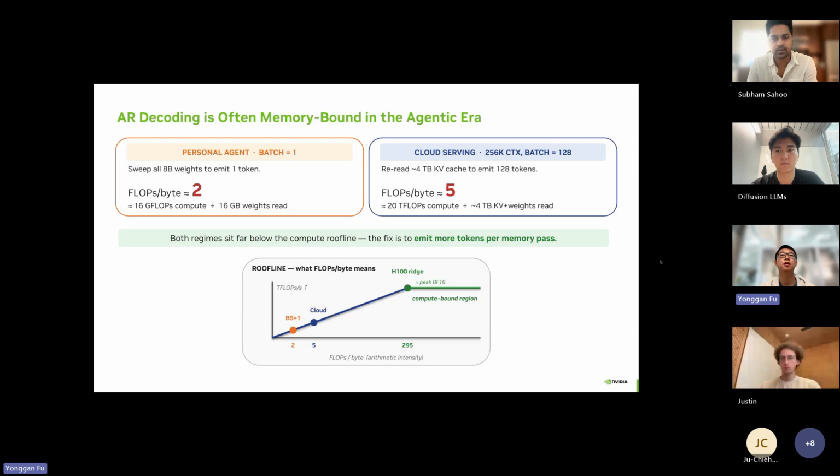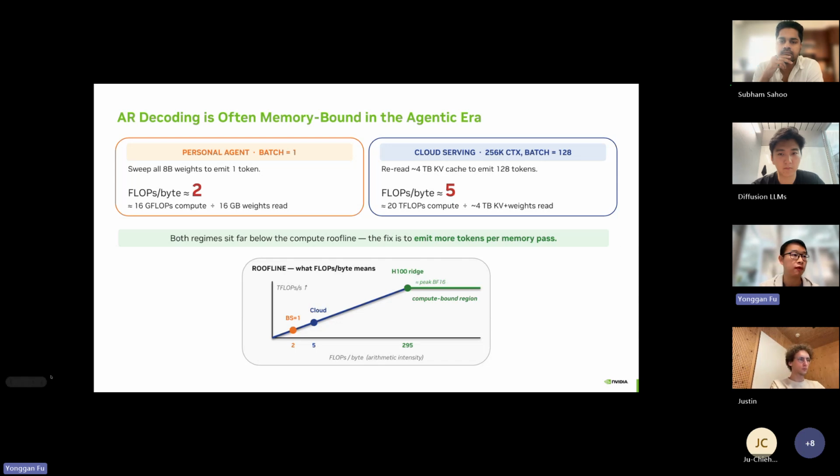Maybe a bit of background about this. For our team, the major goal is to achieve efficient foundation models. Currently, in the agentic era, we know that at inference time, AR decoding is often memory bound. This is true for two common use cases. One is a personal agent with a batch size of 1, and the other is cloud serving with long context. For these two scenarios, the workload is very easily memory bound.